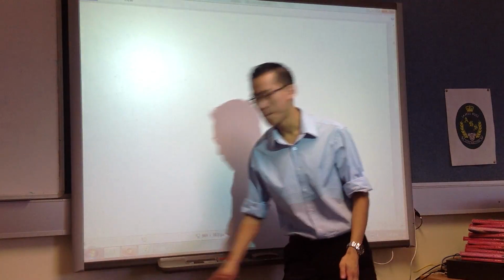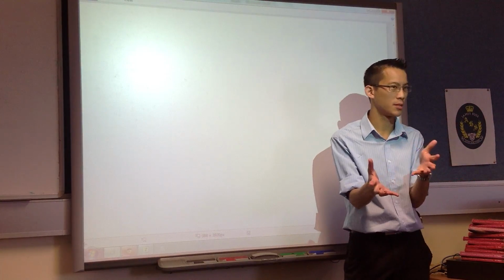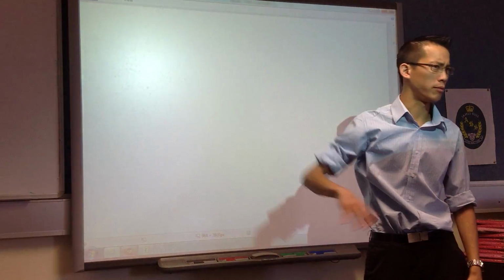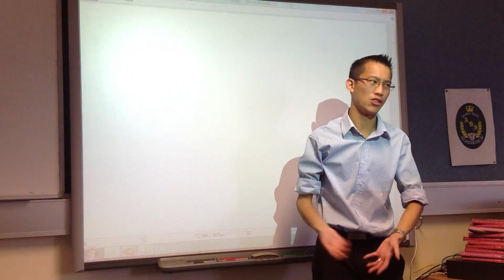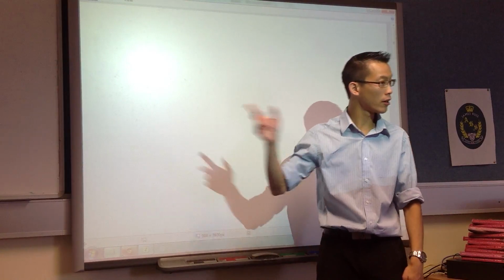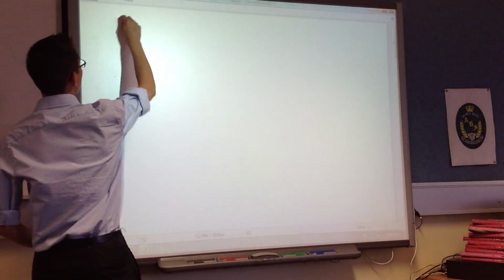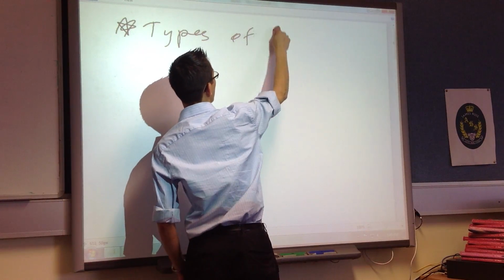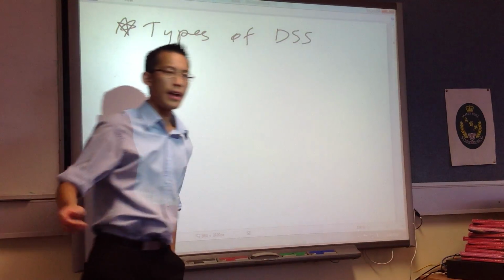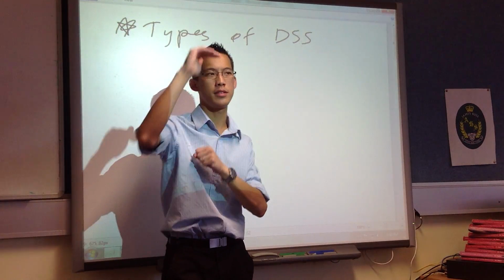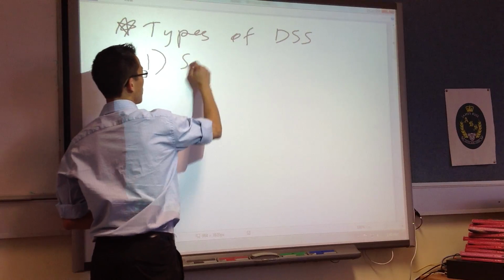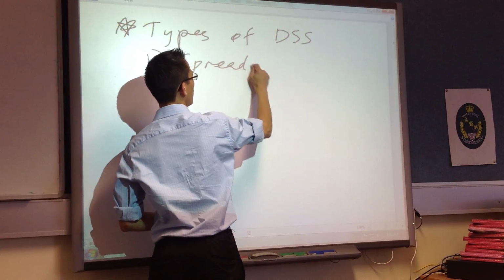There are 4 main types of decision support system that I'm going to try and explain. I'm going to go through them in order of complexity. Because this is the end of the term, we're just going to get through one, but I want to tell you what the 4 are. So these are the types of decision support system. Going from simplest to most sophisticated, we're going to start with spreadsheets. Very, very simple.